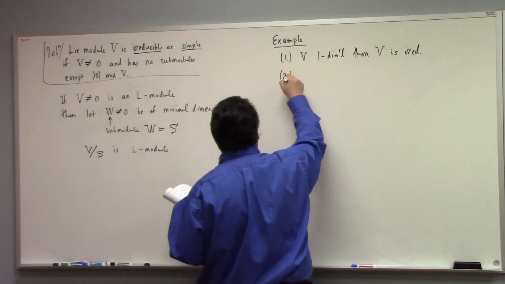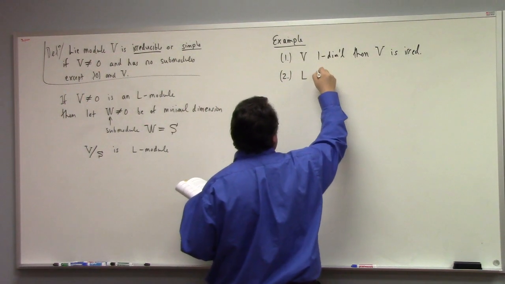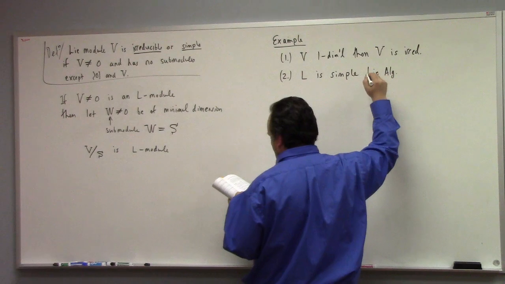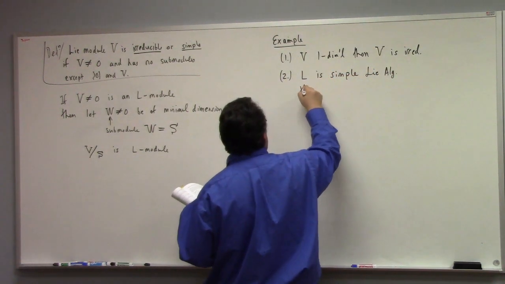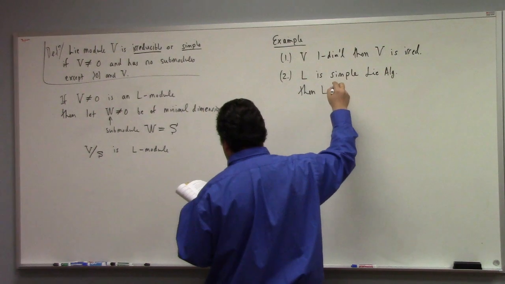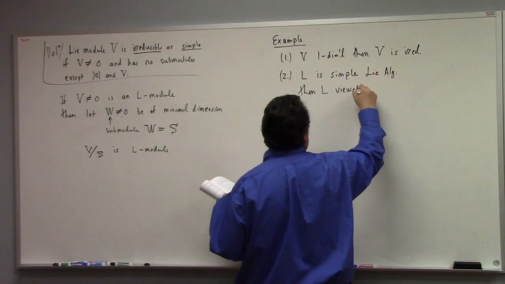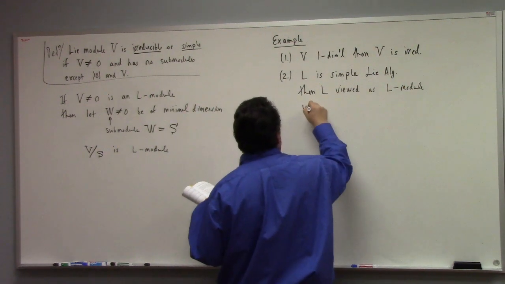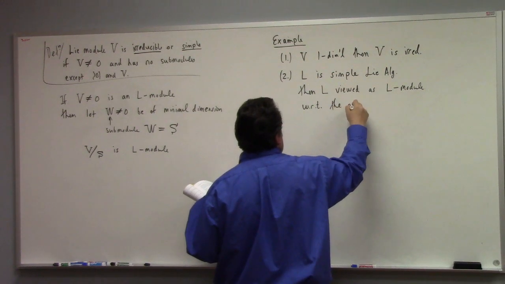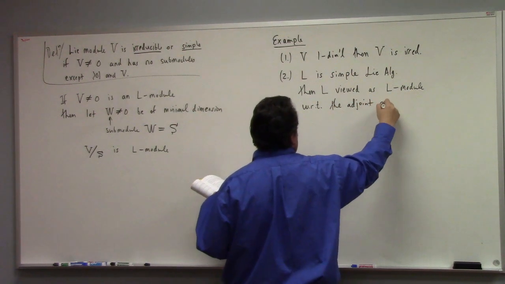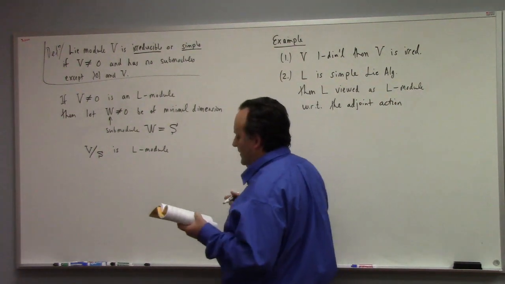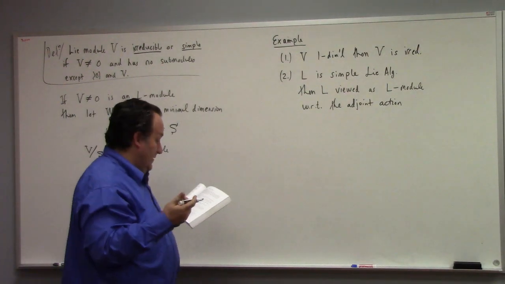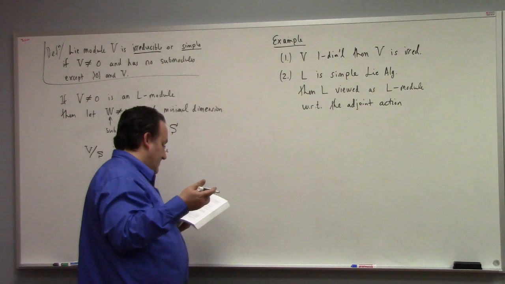Number 2, if L is a simple Lie algebra, then L viewed as an L module with respect to the what? The adjoint action, right? We can make any Lie algebra a module with respect to itself using the adjoint action. And if we do that, it's irreducible.